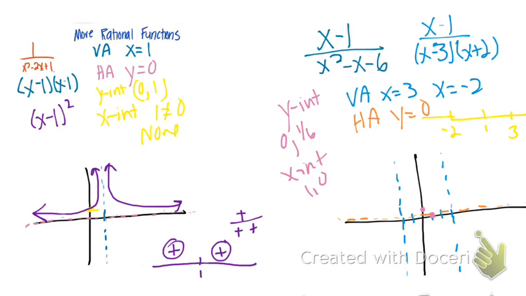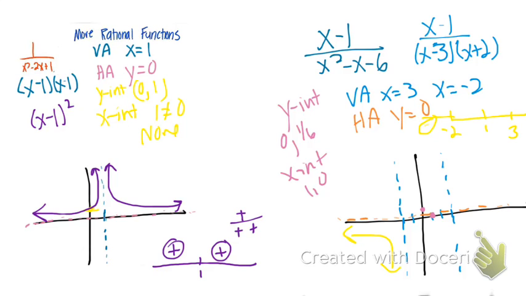So I'll start by picking a number to the left of negative 2, like a negative 7. So a negative 7 would give me a negative divided by a negative times a negative, which would work out the whole thing, would be negative. So that means everything to the left there would be negative and going towards those asymptotes.